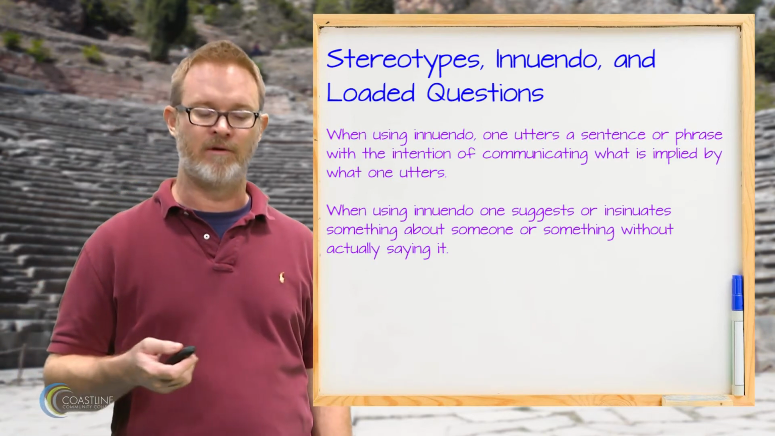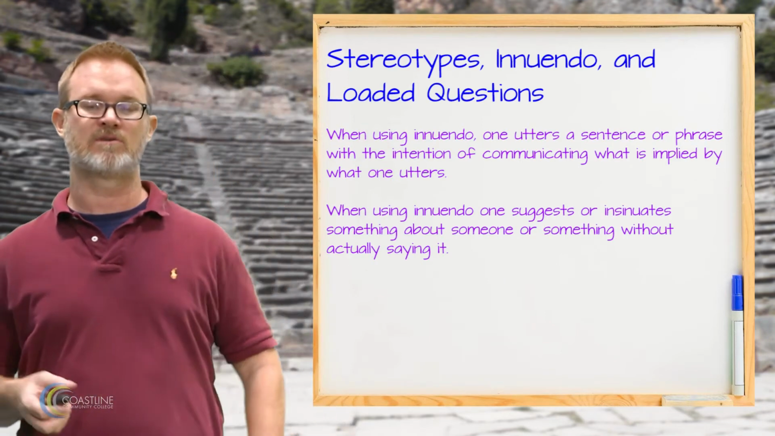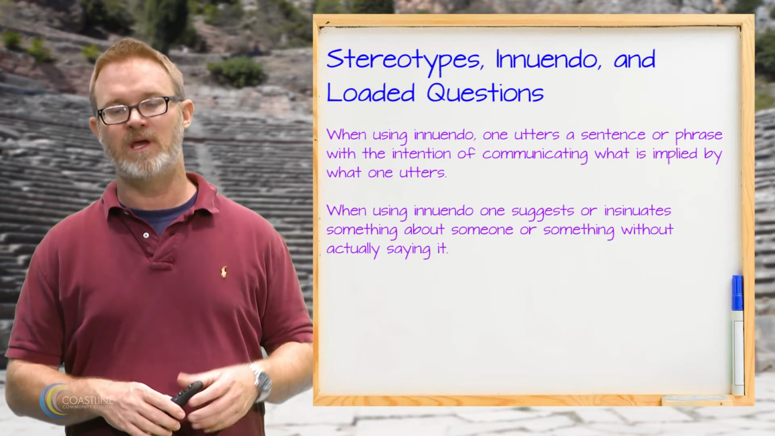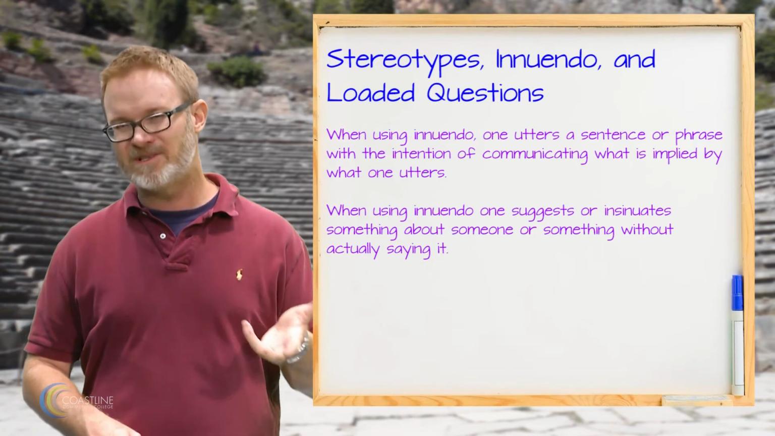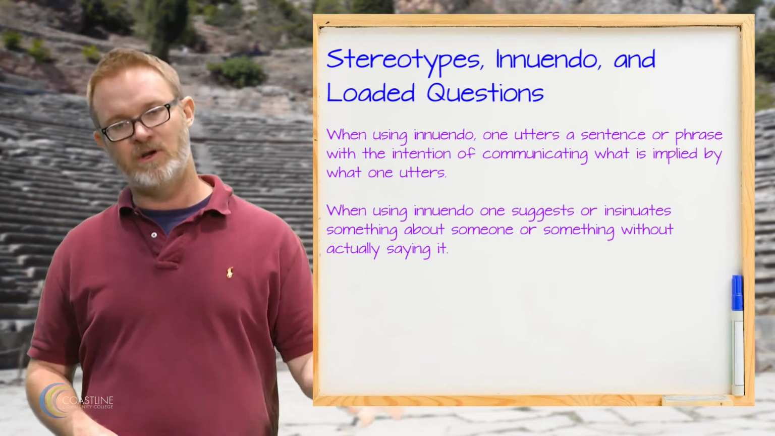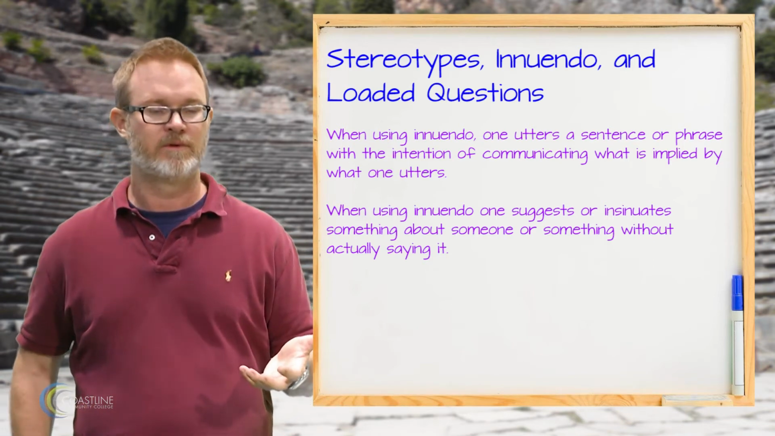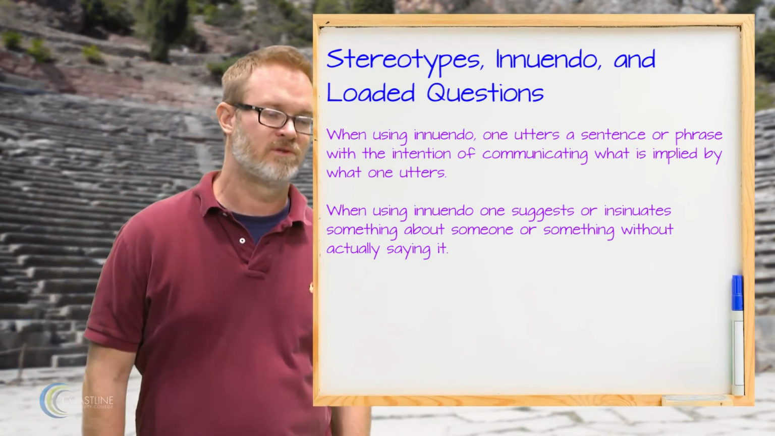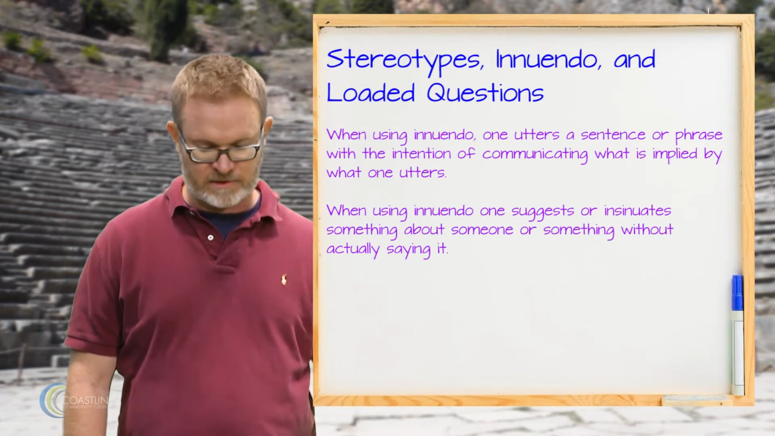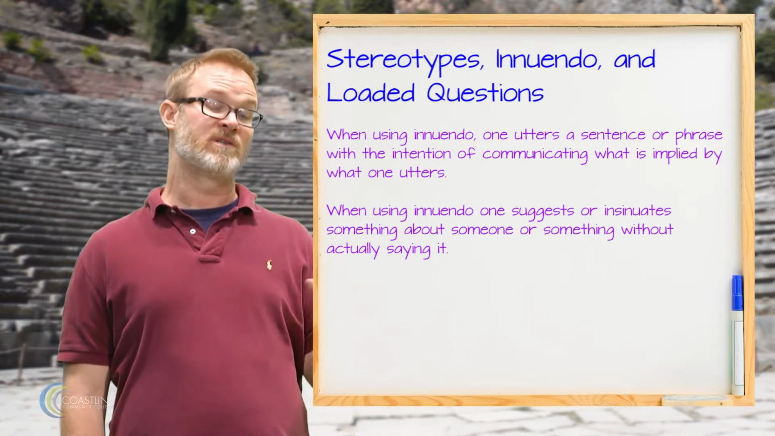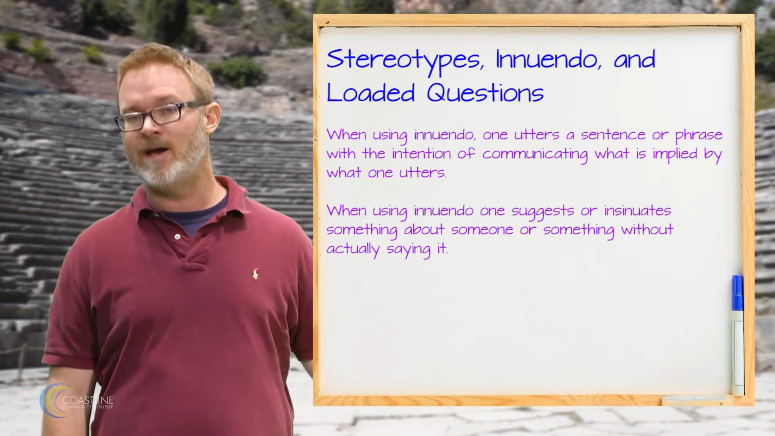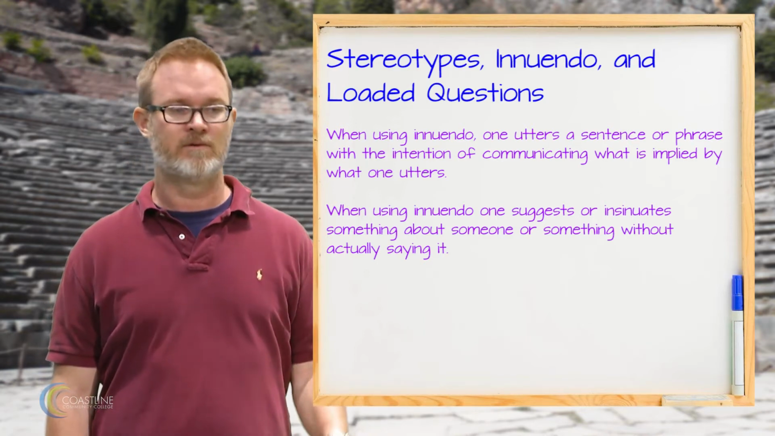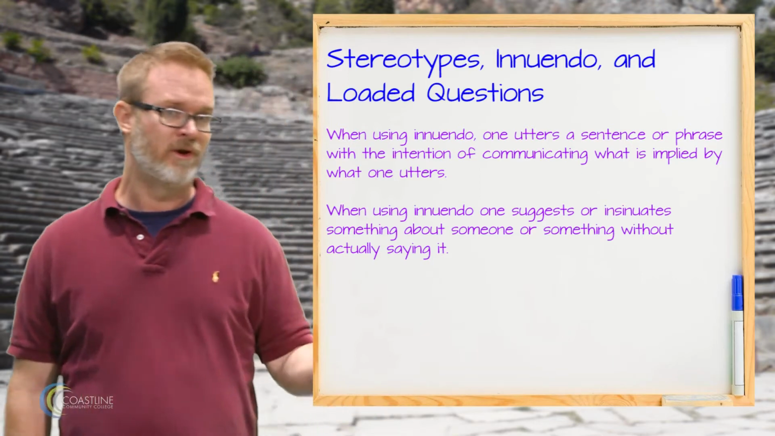The next type of rhetorical device we're going to look at is called innuendo. An innuendo is kind of like saying something without literally saying it. It's like underneath your words. For example, we might suggest someone is usually late by saying, "Oh, you're on time today, finally," which means usually you're not on time, right?